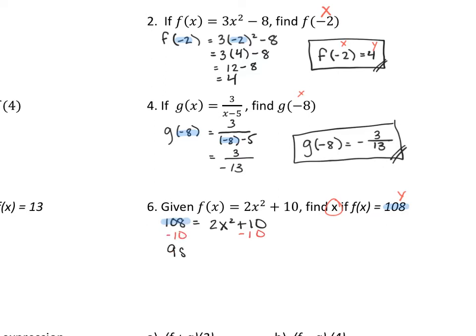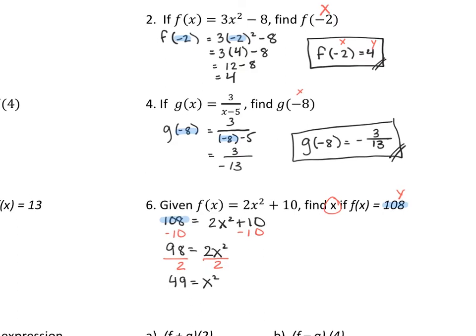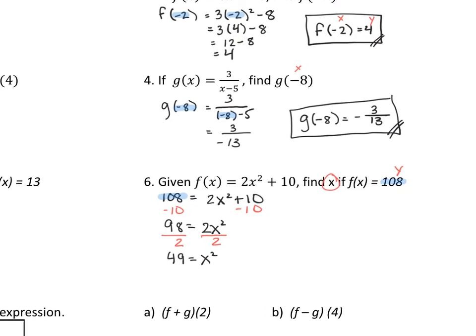And we get that 98 is equal to 2x squared. We'll divide both sides by 2 so we can start getting that x by itself. And we'll get 49 is equal to x squared. And then lastly, to get x by itself, we're going to have to take the square root.